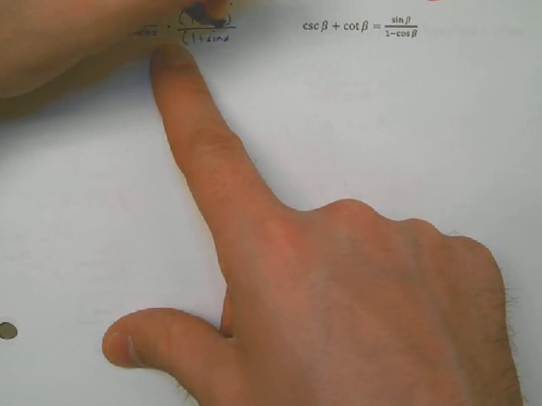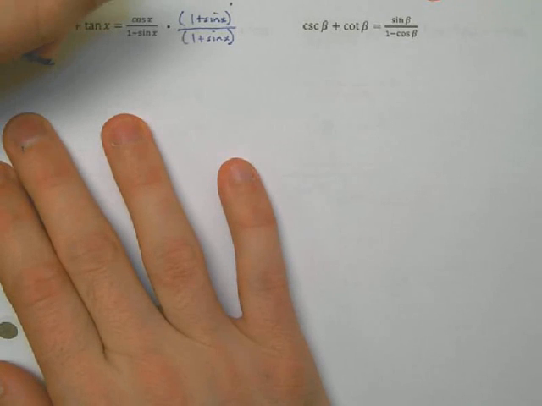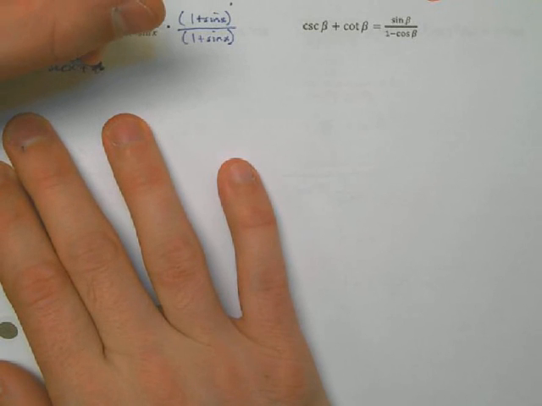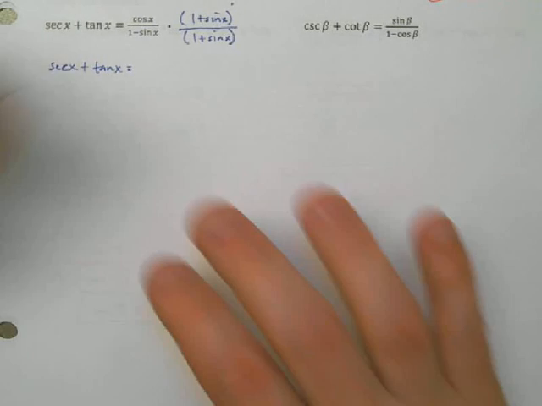Now, what can I do with this? Well, I'm going to leave the top like it is because I'm not really sure what to do with it. But on the bottom, I see 1 minus sine squared. So here's what I know: sine squared x plus cosine squared x is equal to 1. I need a 1 minus sine squared. How can I replace that? If I take the sine squared and subtract it from both sides, it turns out that 1 minus sine squared of x is the same thing as cosine squared. So I can replace the denominator on the right hand side.